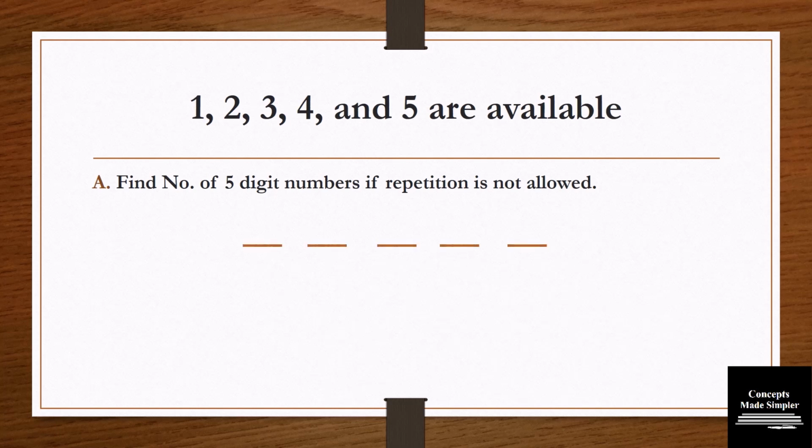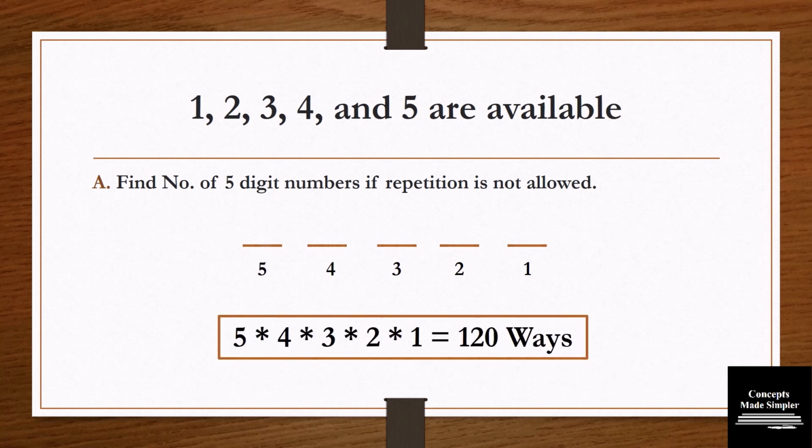So we have to form a 5-digit number, so we have 5 placeholders. Now the first place can be occupied by any of the 5 digits, so it will be 5. Now since one of the digits has been used already, we can't use it again, so the next place can be occupied in 4 ways. Again, the next placeholder can be occupied in 3 ways, then 2 ways, and then 1 way. So the solution is the multiplication of all the above ways, which is 5 into 4 into 3 into 2 into 1, which is 120 ways.